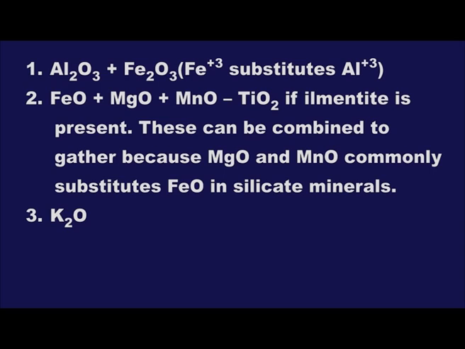Thus, it is possible to reduce the components as follows. First, A equal to Al2O3 plus Fe2O3, because Fe3+ substitutes for Al3+. Second, F equal to FeO plus MgO plus MnO minus TiO2 if ilmenite is present. These can be combined together because MgO and MnO commonly substitute for FeO in silicate minerals. And third, K equal to K2O.